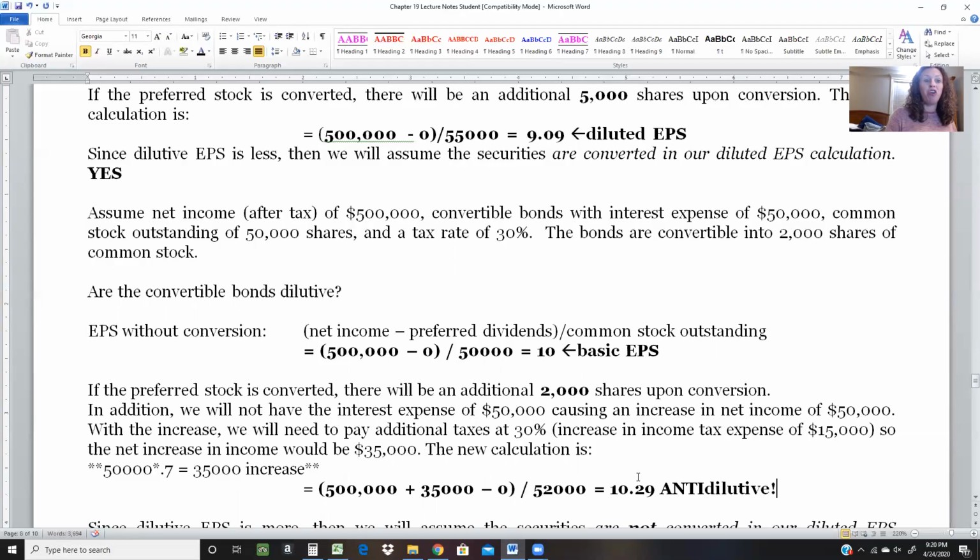That means you don't have to report it, because if everybody converted, we only went up by 2,000 shares, but our net income went up by 35. So it actually would make it better off for our investors.